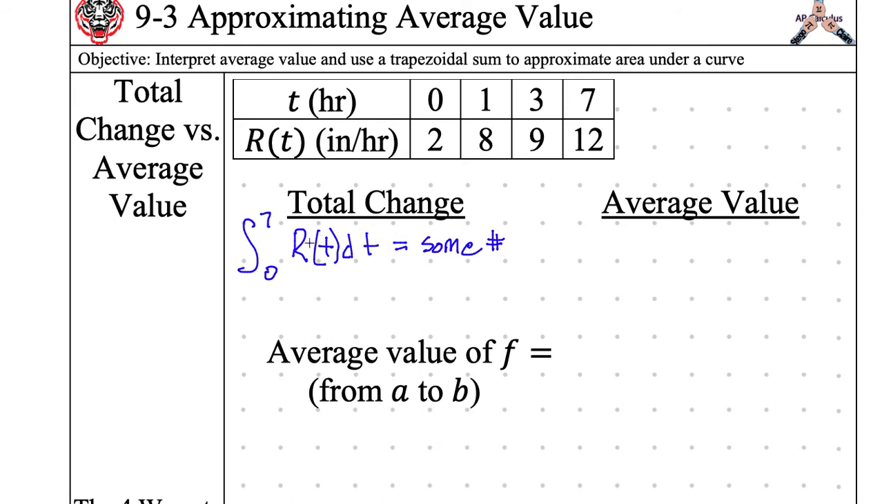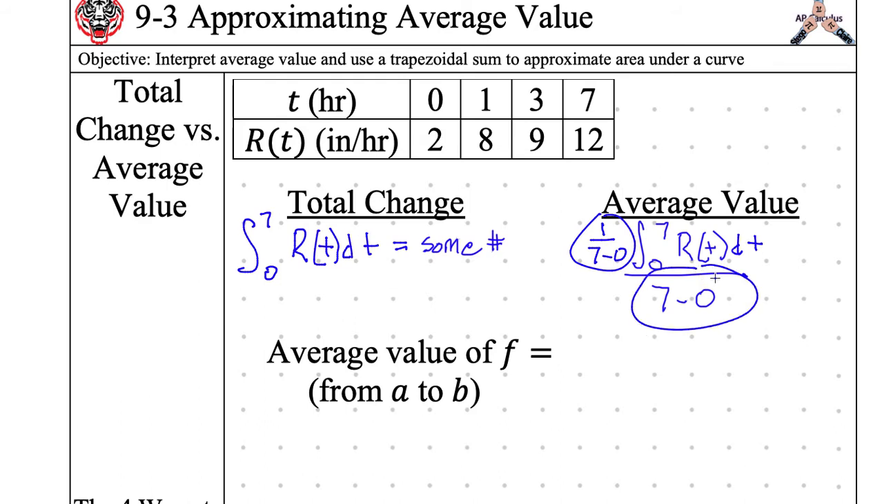But average value, and you've seen this before, looks like this. It's the same integral between 0 and 7 of capital R of t, but with a twist. Does anyone remember what that twist is? It's divided by 7 minus 0. That's the only difference. And sometimes I'll write that 7 minus 0 out front. I'll do like 1 over 7 minus 0. That's the same thing as writing divided by 7 minus 0. So both the same form.